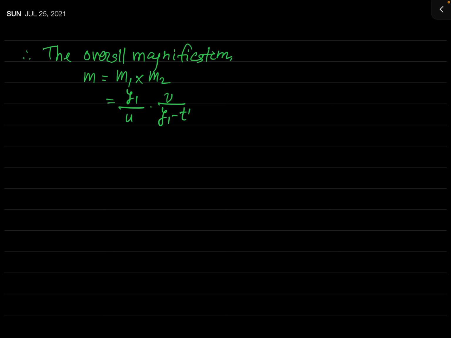And to get the result in a particular form, we are going to find the reciprocal of M. Then you will get a simpler form of the result. So if we define 1 over M, that will be simply U over Y1 times Y1 minus T prime over V. And this can be written as U over Y1.